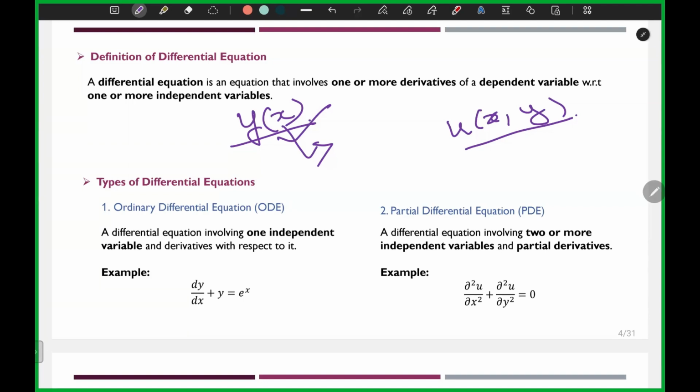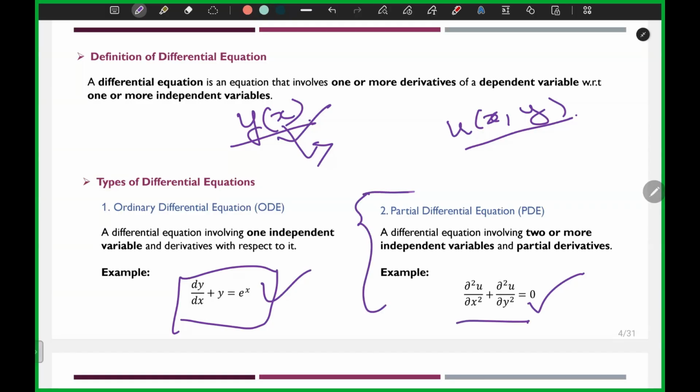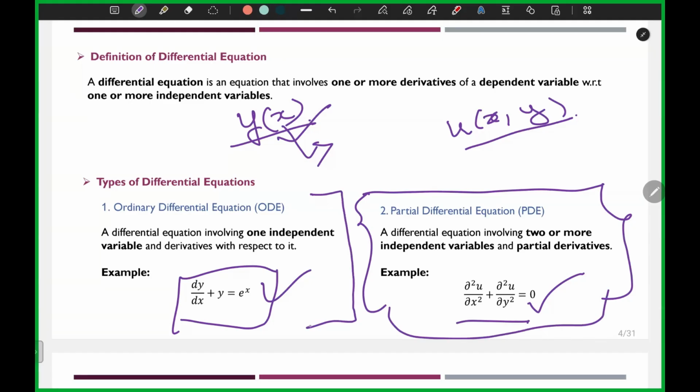Okay, fine. So an ordinary differential equation involves only one independent variable, like the example dy/dx + y = e^x. When we involve more than one independent variable, the derivatives become partial derivatives, and we define it as a partial differential equation. This part you will look into in your MSc classes, and as part of the JAM exam, we will cover only ODE.